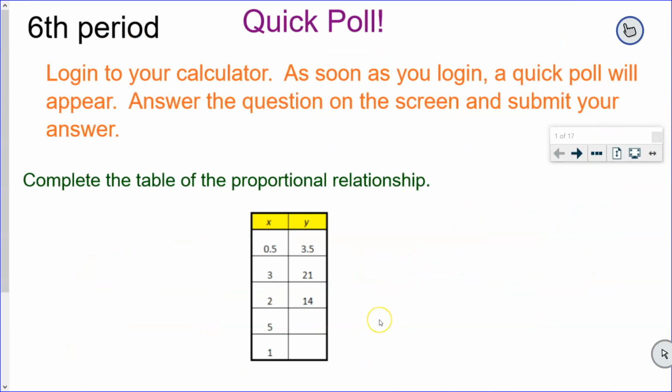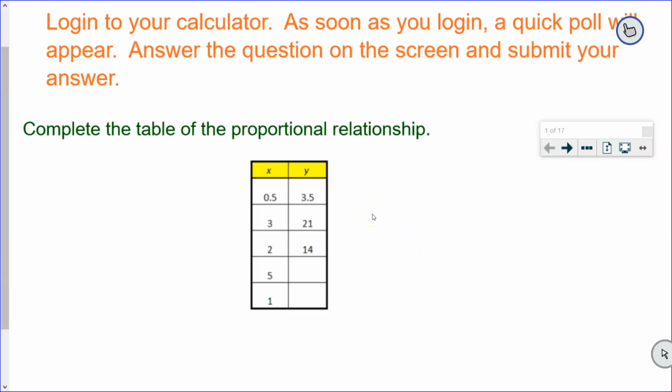I need you to complete this table of this proportional relationship. You can see some relationships here among the numbers that are already in the table. Use those relationships to help you complete the empty spaces. Pause the video until you have done that.